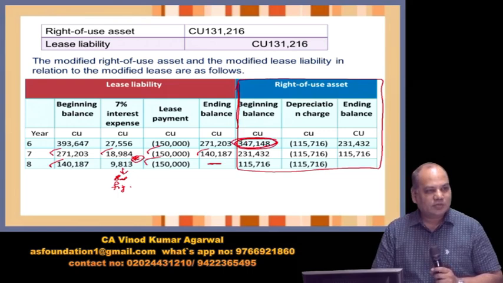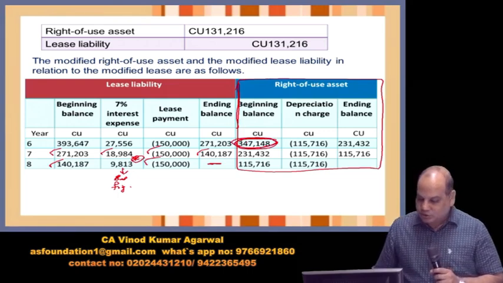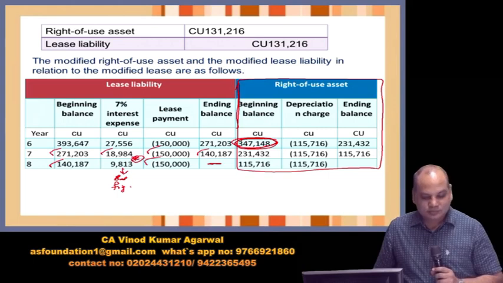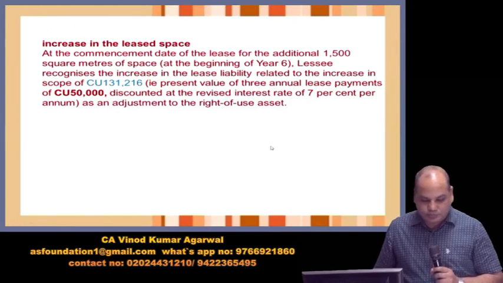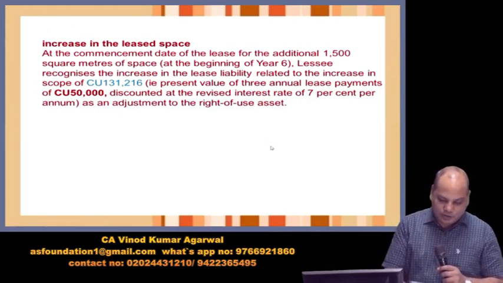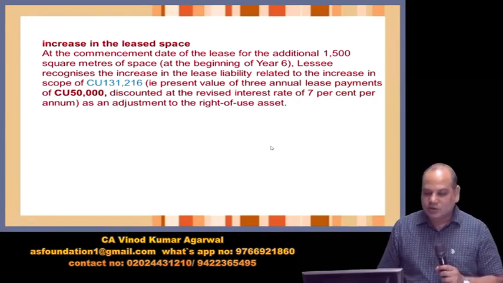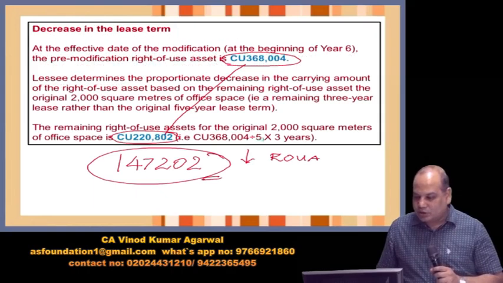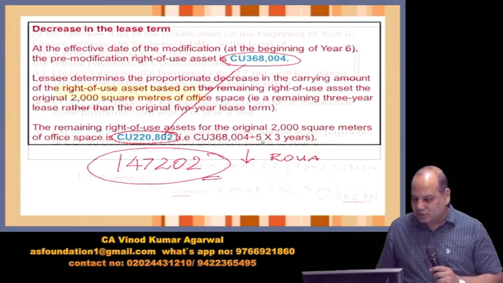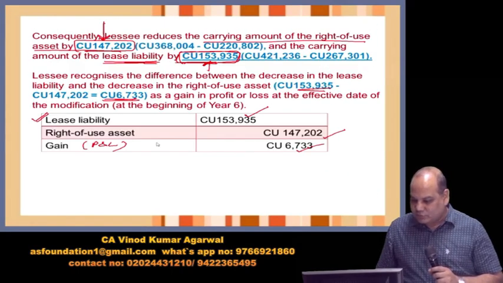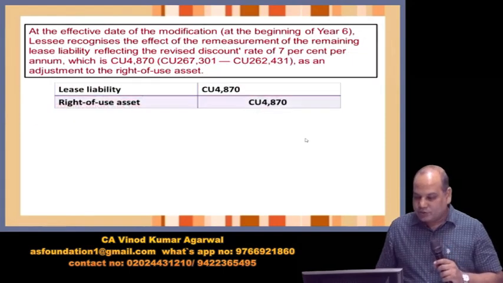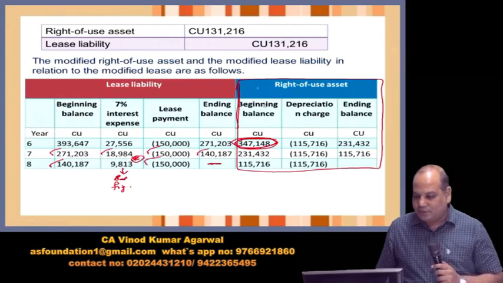Just check it again. Is it right? How do you reach this magic number? My closing balance after fifth year was 368,004. Type 368,004 and 3 entries we have passed. First entry we passed was a credit, means minus 147,202. Second entry also credit, minus 4870. And the third entry was plus 131,216.